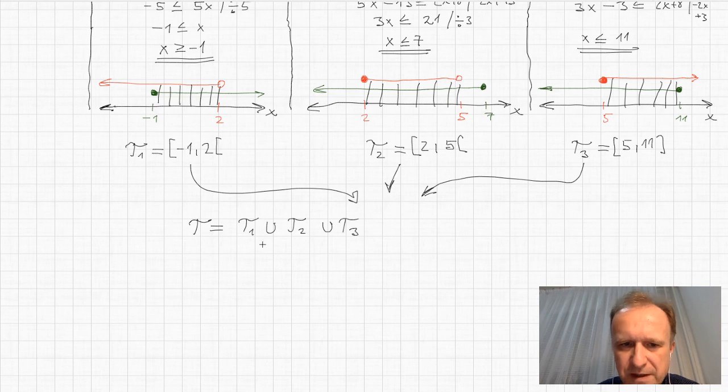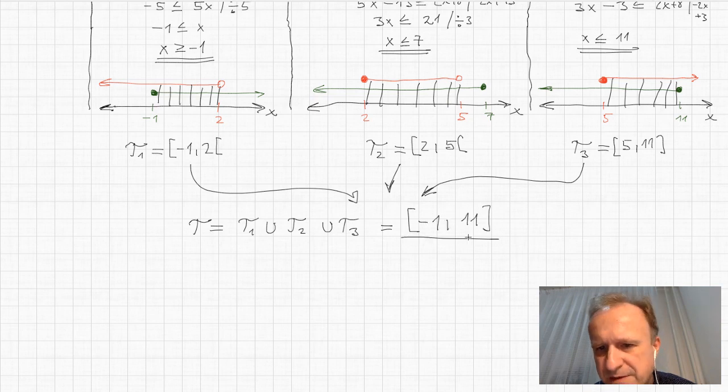So if we look at these intervals, the interval from -1 to 2, which is continued here from 2 to 5, which is continued here from 5 to 11, we see that the answer is the interval of numbers from -1 to 11 closed at both ends. This should be the answer to this inequation. So this concludes the method 1. There are infinitely many solutions in this interval.